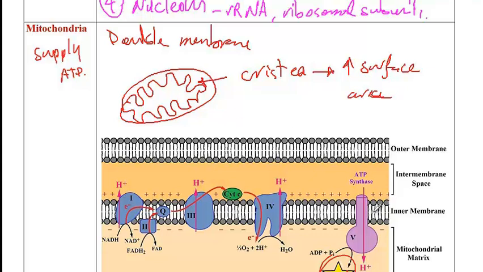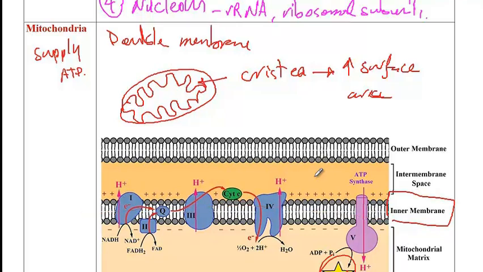And the reason for that is that it's actually inside the inner membrane. So here you see we have the inner membrane right here, then we have the outer membrane that is right here. So in this image that I've shown, this is the inner membrane that forms the cristae, and then the outside one is the outer membrane. The space between the outer and inner membrane is called intermembrane space.